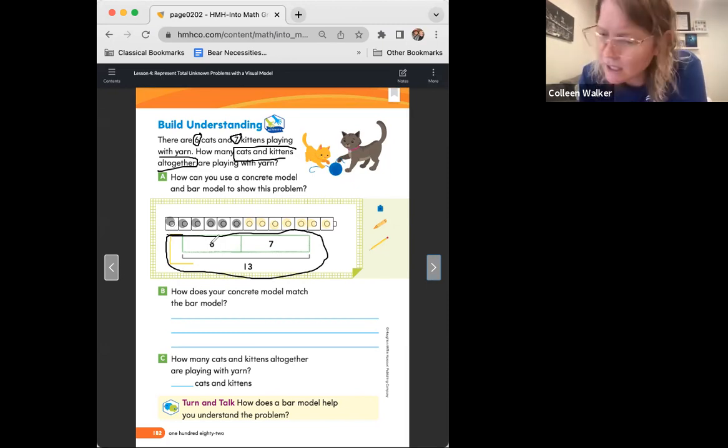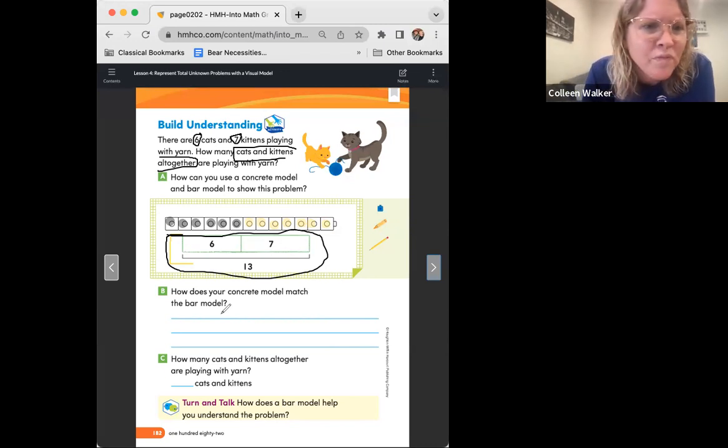What do the numbers mean? What does that 6 mean? Yeah, the 6 is the number of cats. And what does the 7 mean? Yes, the 7 is the number of kittens. And then what is the 13? Right, that's the total number of cats and kittens.